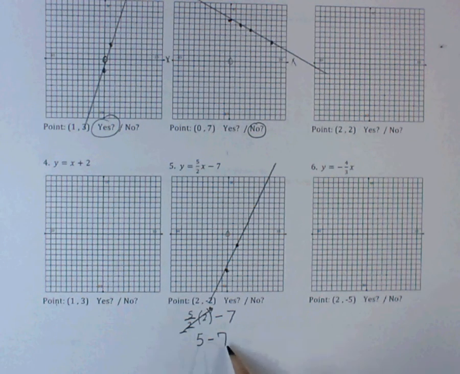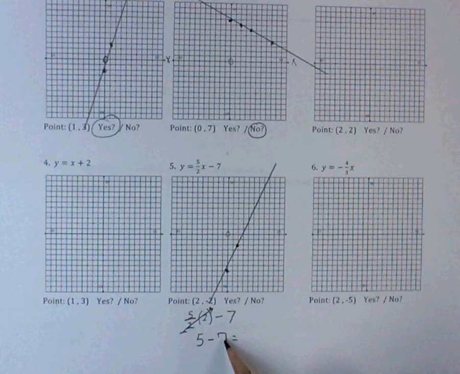Okay, use our integers. Well, 7's bigger, so obviously I'm going to have to end up in the negative region if I try to take 7 away from 5. So I'm going to end up at -2. So yes.